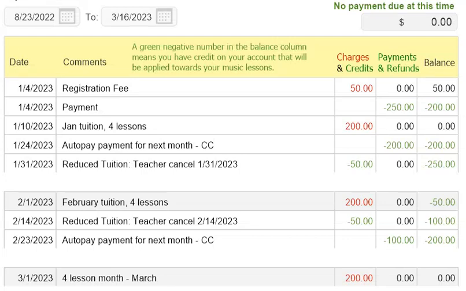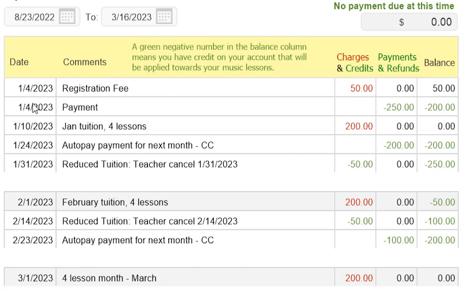So this is the way to read our statements here at the music school. This person, for example, started on January 4th, or at least that's when they enrolled with us. So there was a registration fee when they first signed up of $50. So they have a balance of $50 owed.